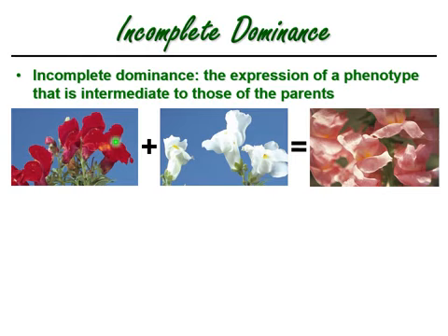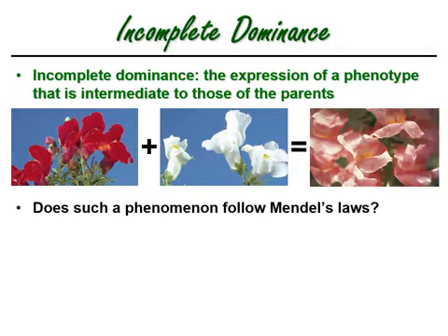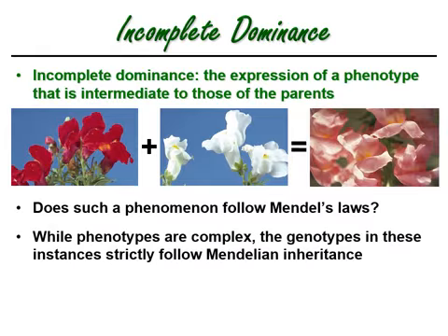But what I've described to you is not highly hypothesis-driven scientific research, right? It's basically do a cross, get something, and see what happens. Did Mendel ever stop after just one cross? No. So we should take this a little further. Initially, we ask: does such a phenomenon follow Mendel's laws? Well, phenotypically, it sure looks like it does not, but we have to delve a little further. While such phenomena are complex, the genotypes in these instances actually strictly do follow Mendelian inheritance, and let me show you what I mean by that.